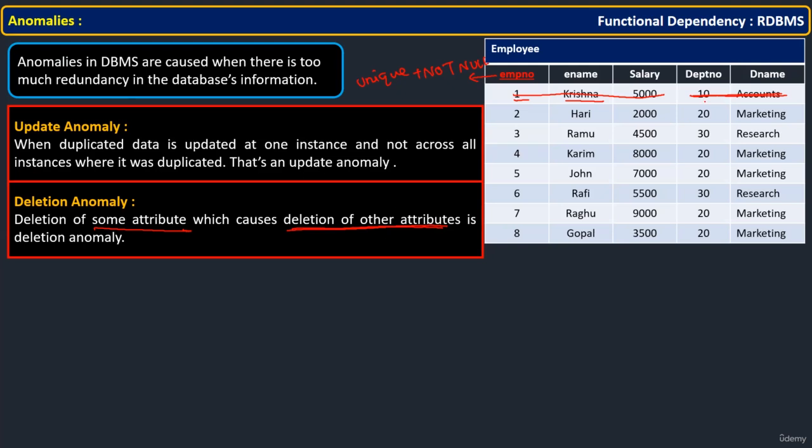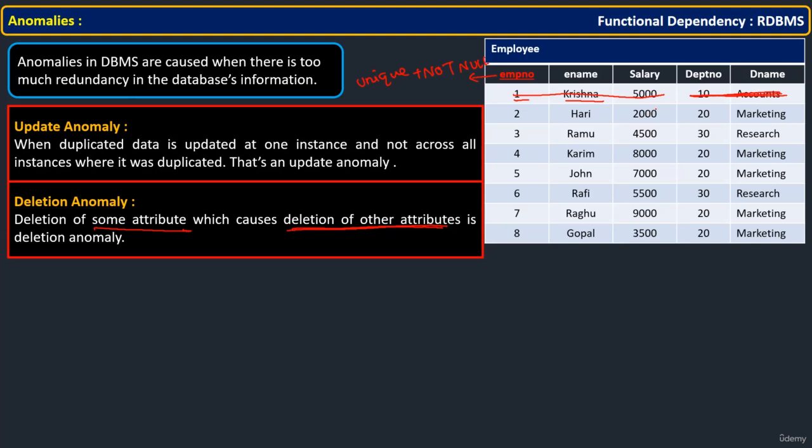But see, what is the problem you are observing? Only one employee existed in this accounts department. Later maybe some other employee may come under this accounts department, but that information is not available right now. So because of this lone employee in the accounts department, if you terminate him, then this information also you are going to delete, so that you are losing the department information also.